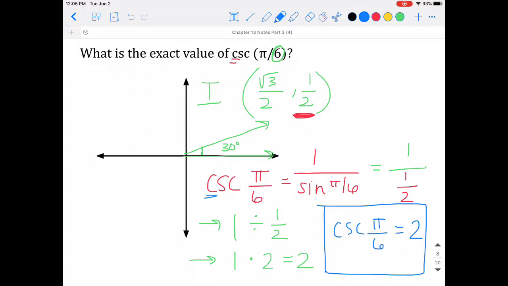For cosecant of pi over 6, you know the letters have to be different, so we're talking about the sine. So you can just look at this y value of the point, it's 1/2. Because we're talking about the reciprocal, we know that our reciprocal is 2 over 1, so you can just take your y value and flip it to get the exact value of your cosecant.